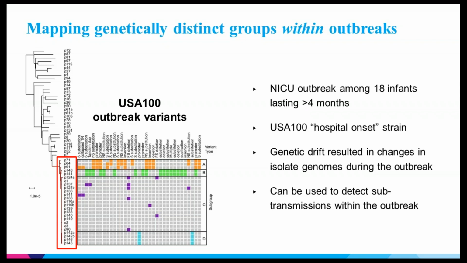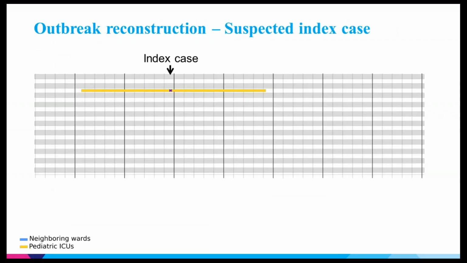So what we wanted to see is, can we use the different subclades that were identified during the outbreak to help us understand how this outbreak progressed over time? We did that by integrating genomics information with what we knew about the progression timeline of this outbreak. So what I'll show here, starting with the index case and layering in additional information over time, is how we build the epidemiological timeline of this outbreak.